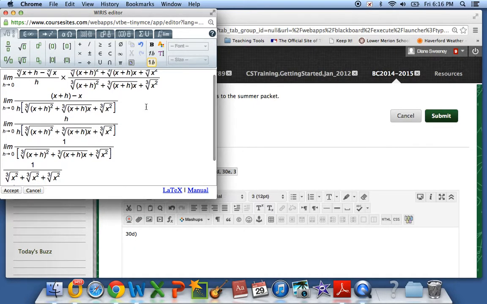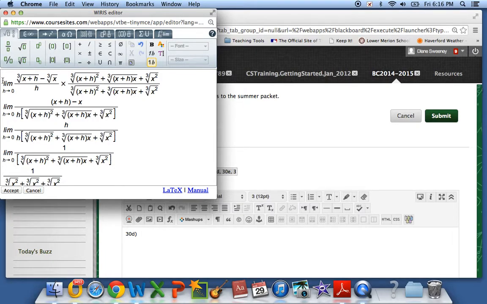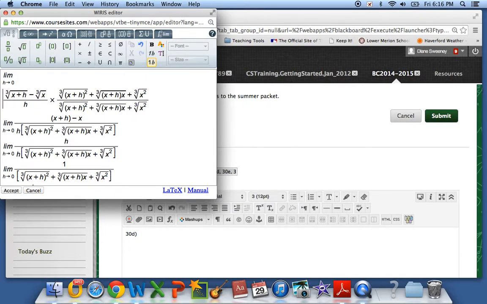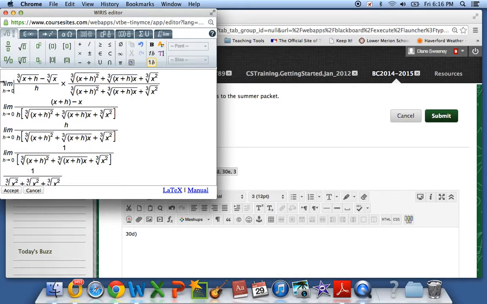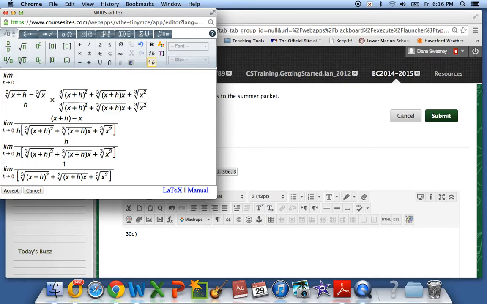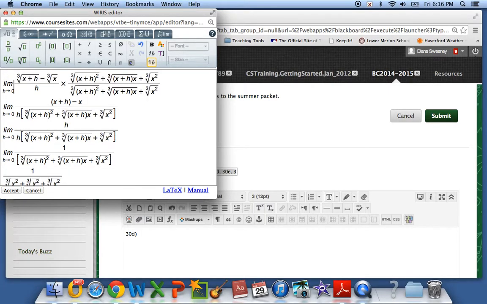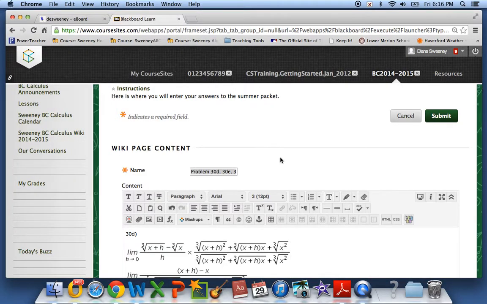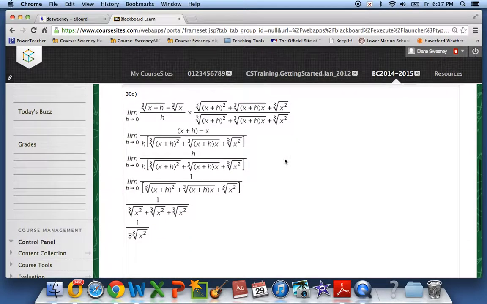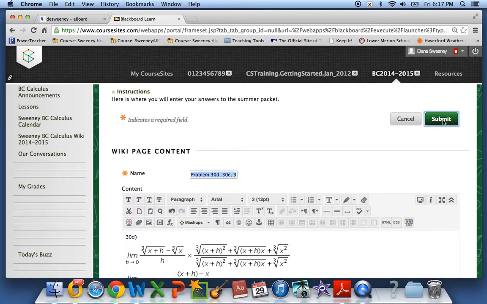So I will accept that. In fact, I'm going to clean it up a little bit. Okay, I'm just going to accept that. It'll take a minute. And there is the solution to 30D. There's the derivative. I'll click Submit.